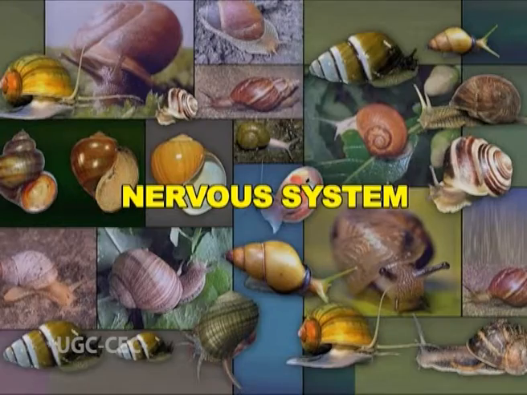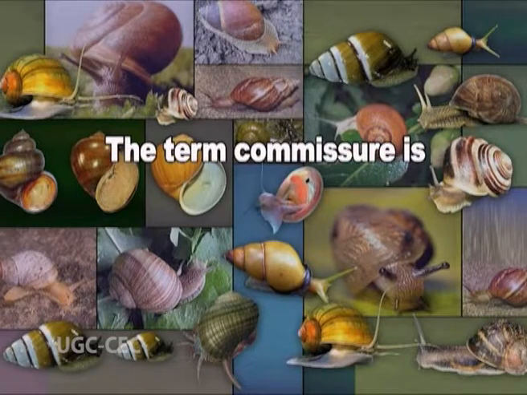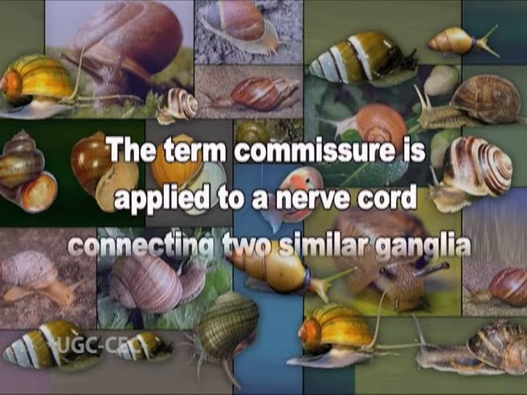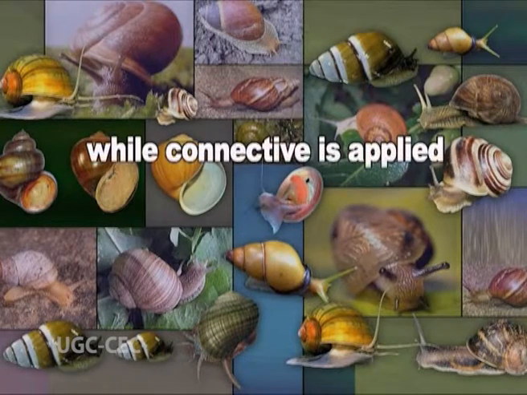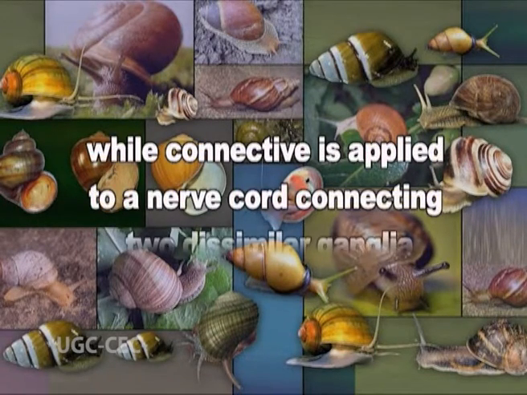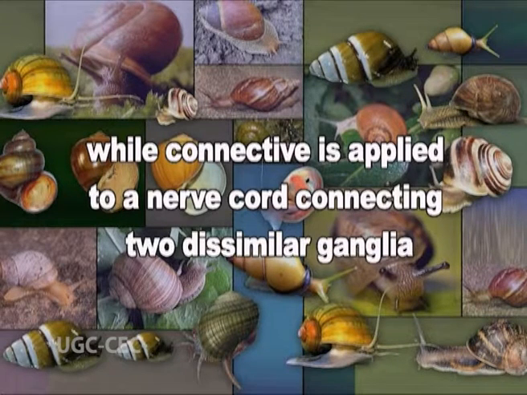Nervous system. The nervous system consists of a series of paired ganglia with commissures and connectives. The term commissure is applied to a nerve cord connecting two similar ganglia, while connective is applied to a nerve cord connecting two dissimilar ganglia.